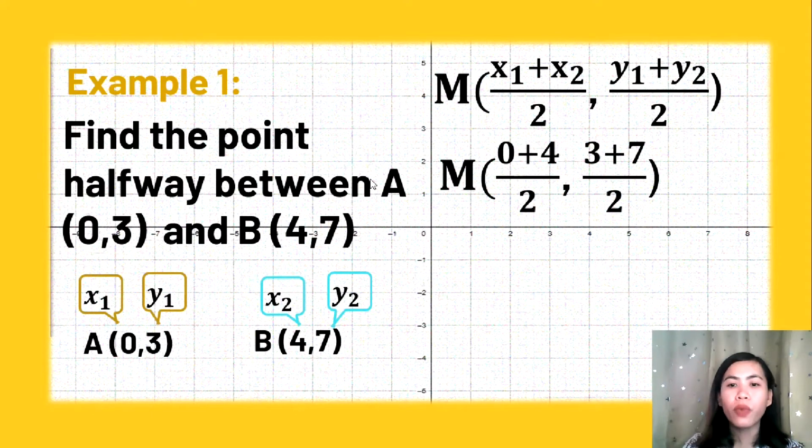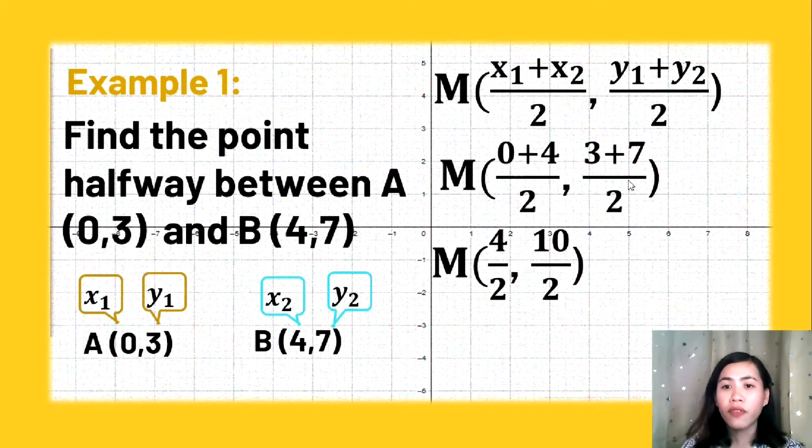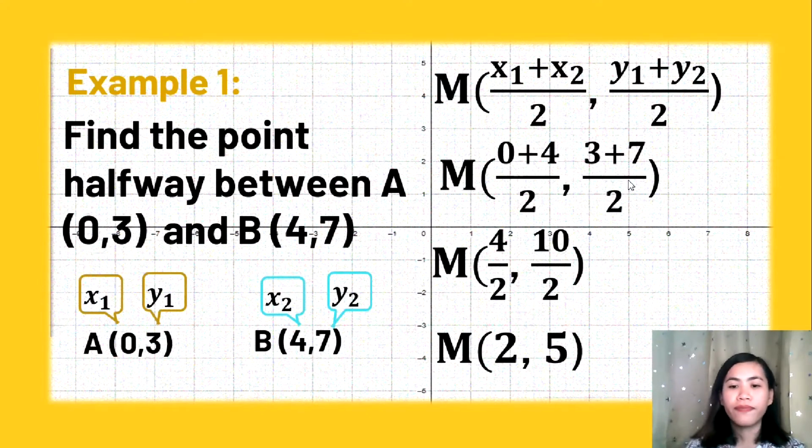So, we have x sub 1 is 0, x sub 2 is 4, divided by 2, and for our y value, we have y sub 1 is 3 plus y sub 2 is 7 over 2. Simplifying, we have 0 plus 4 is 4 divided by 2, and 3 plus 7 is 10 divided by 2. So for our final answer, the coordinates of point M are 2, 5.